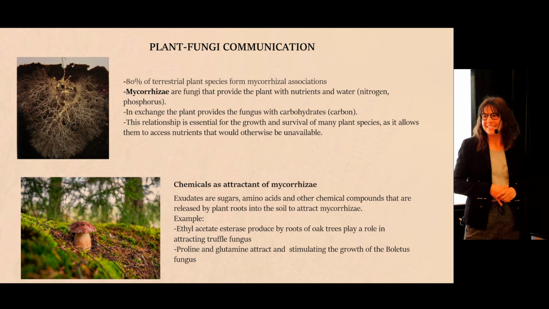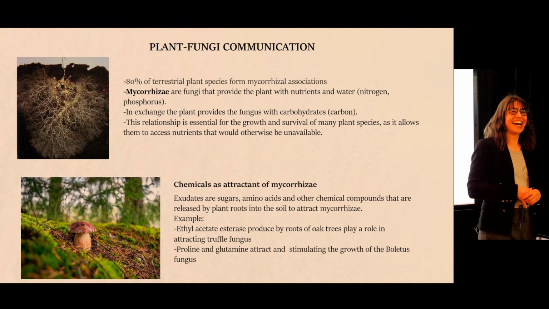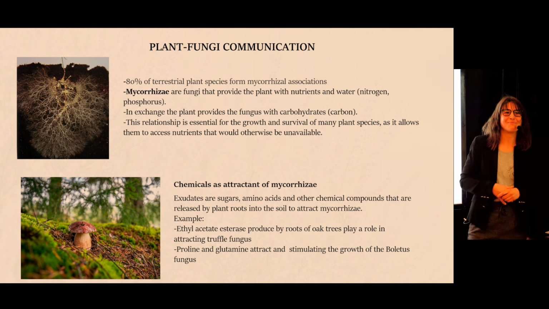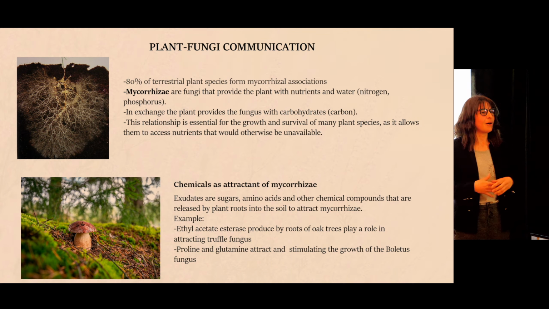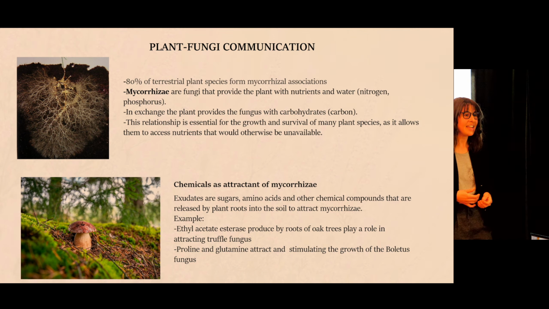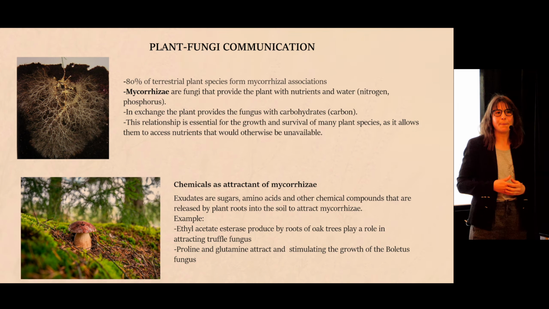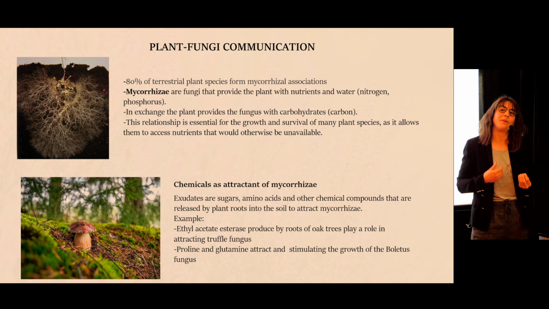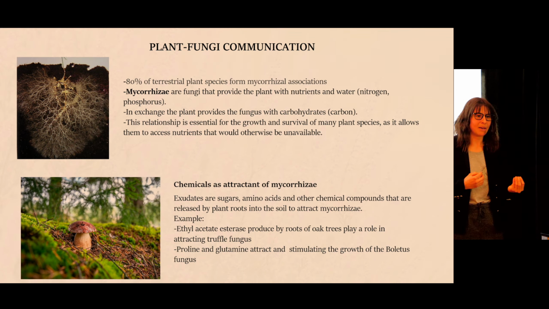They also closely interact with fungi, and 80% of terrestrial plants have mycorrhizae associations. What is mycorrhizae? It's a mutualist fungus that provides nitrogen and phosphorus to plants, and in exchange, plants provide them carbon in the form of sugar. These associations are very common in nature because they are very essential for plants. Without mycorrhizae, they could not access certain nutrients that they can access with mycorrhizae.